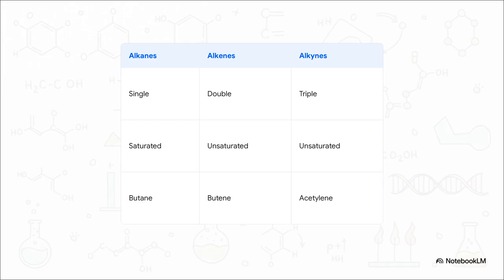But the second you drop in a double bond, boom, you get alkenes, like butene. Drop in a triple bond, you get alkynes, like acetylene. Because of those multiple bonds, alkenes and alkynes are unsaturated. And that completely changes the game, making them way more chemically reactive than alkanes.